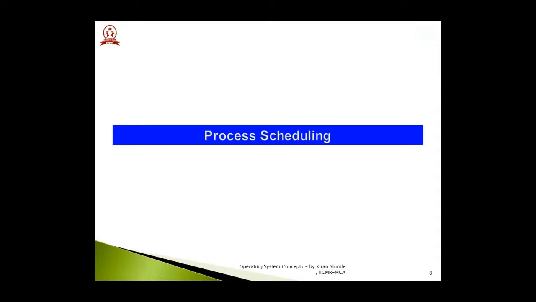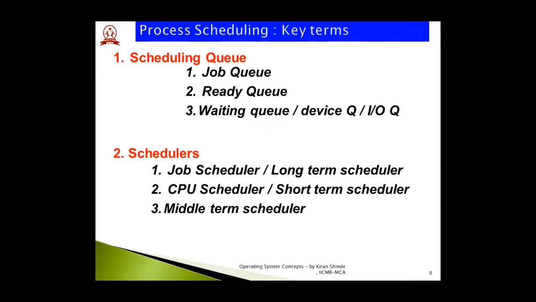Now, let us talk about a very important concept, that is process scheduling. In order to understand what we mean by process scheduling, there are two terms which we need to first understand. What do we mean by scheduling queue? How is the scheduling queue used in understanding the scheduling algorithms, and what are the schedulers? So the scheduling queues are categorized into three types: a job queue, ready queue, and a waiting queue. And schedulers are categorized into three types: job scheduler or long-term scheduler, CPU scheduler or short-term scheduler, and middle-term scheduler.